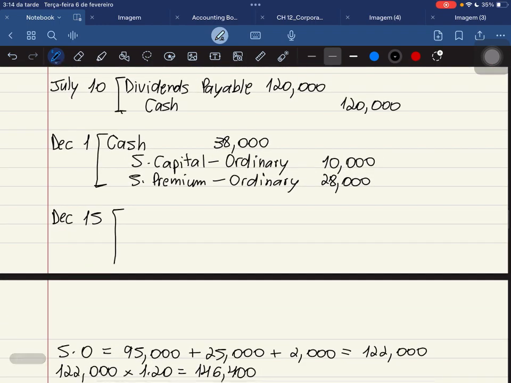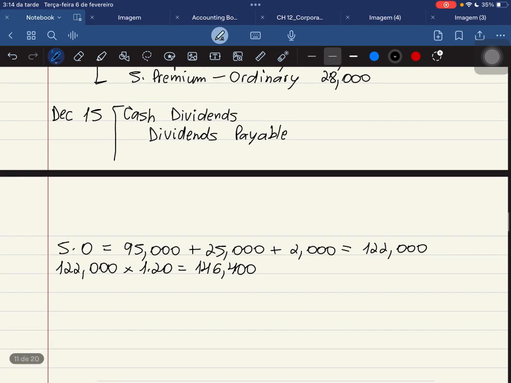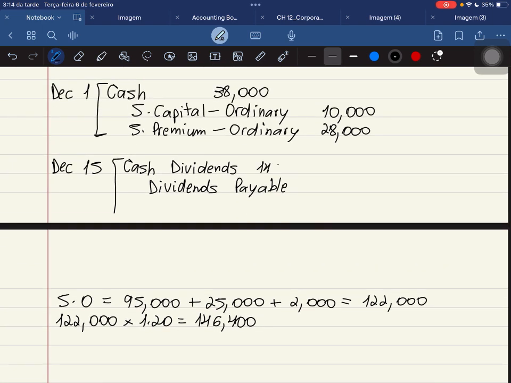Okay, so like I said, this is not a payment, so no cash by itself is debiting or crediting it. We have cash dividends, this account, that is going to be debited because it's going up, and the dividends payable are also going up, and both by that amount that we just found of 146,400. That is the last entry that we have to make.